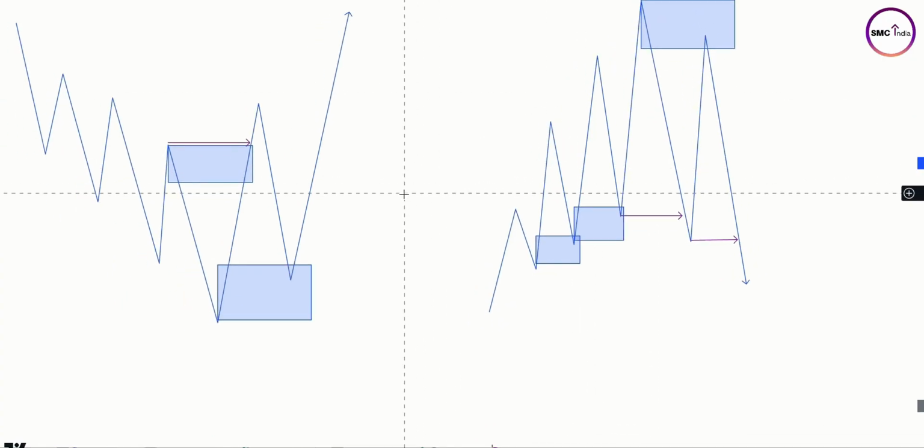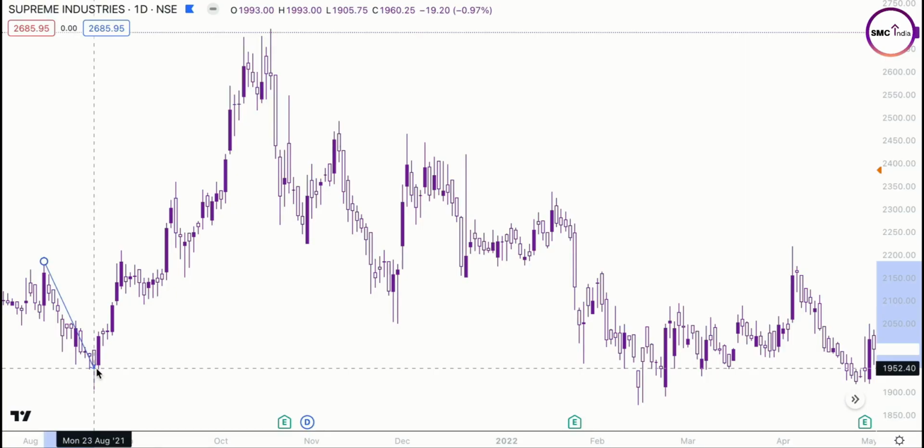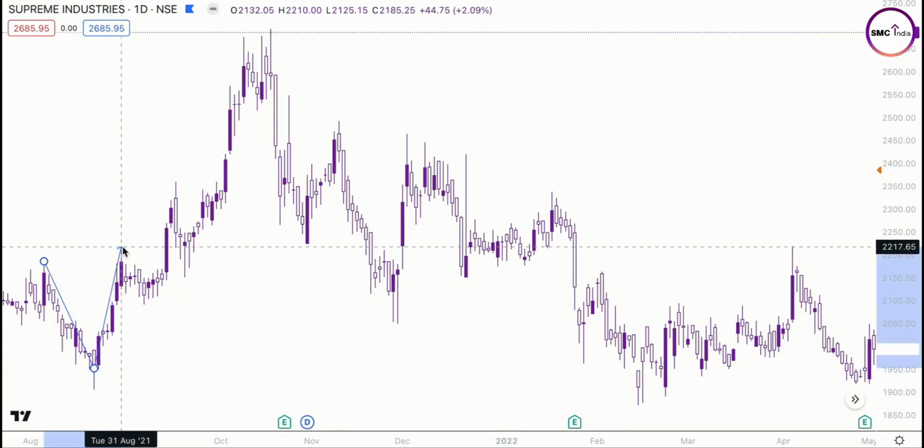So now moving to live charts. Hello guys, now I'm going to show you from live charts how you could detect the supply and demand zones. So this is Supreme Industries, and from this chart I'm going to show you the highs, lows, supply and demand zones. This one is high, this one is low, the market comes down, creating this one, another higher high.